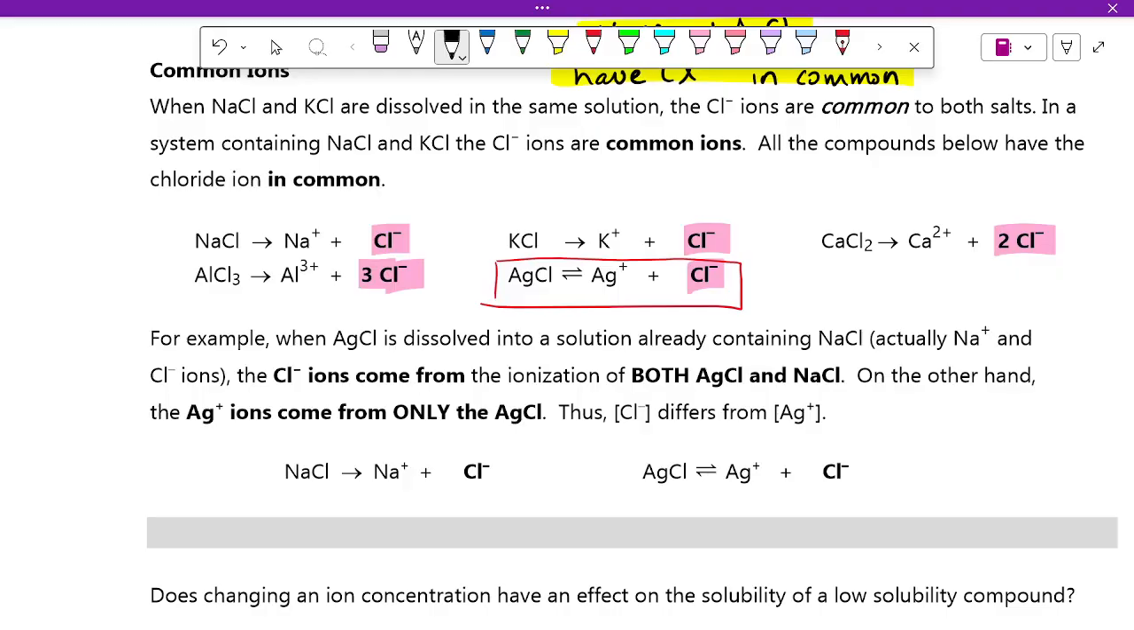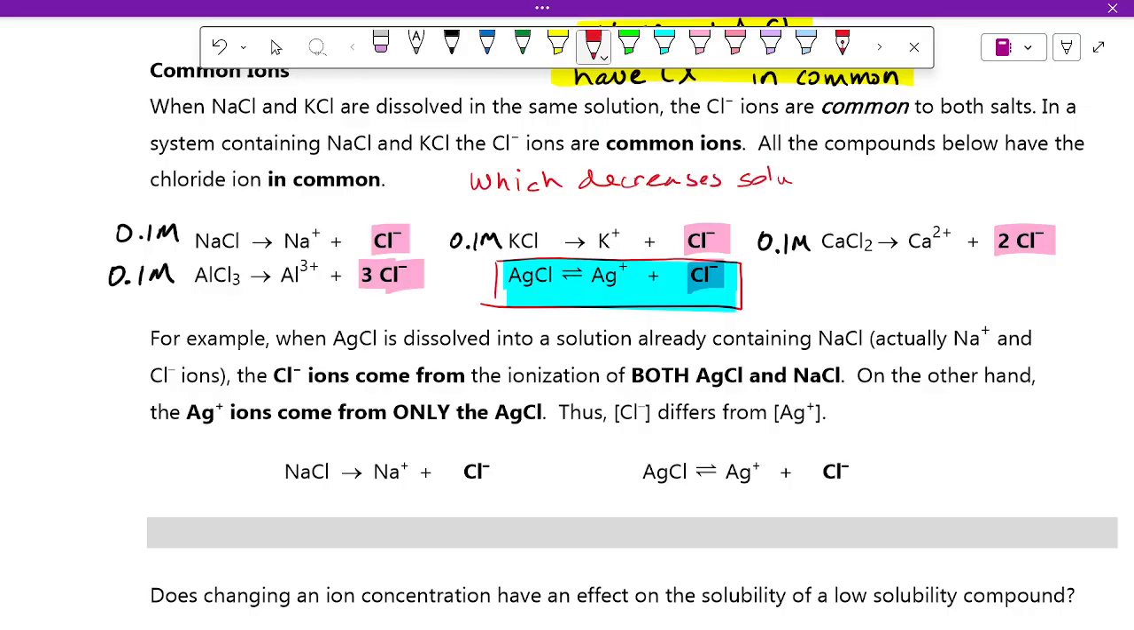If I added 0.1 molar NaCl, 0.1 molar AlCl3, 0.1 molar KCl, and 0.1 molar CaCl2 to my AgCl, which would decrease the solubility the most? AlCl3. Yes. Tell your partner which one decreases the solubility the most.